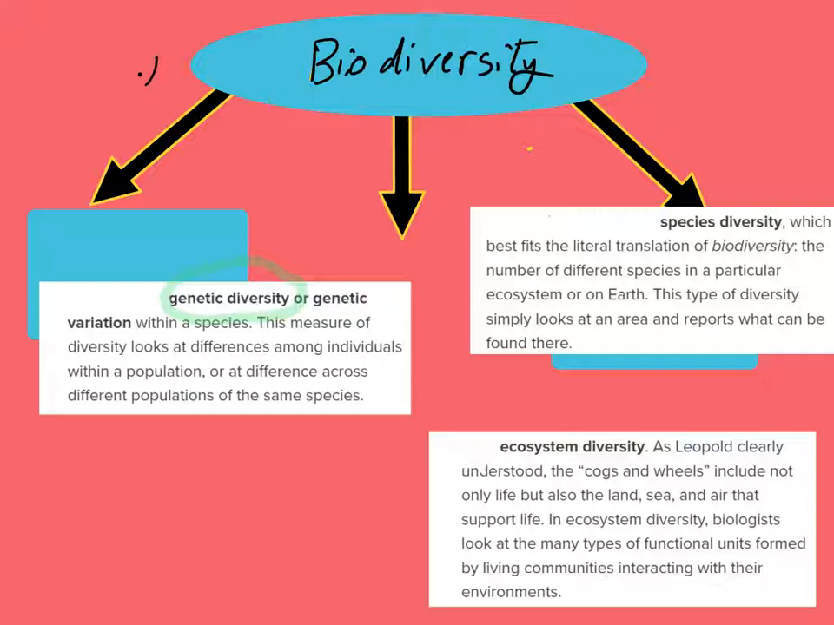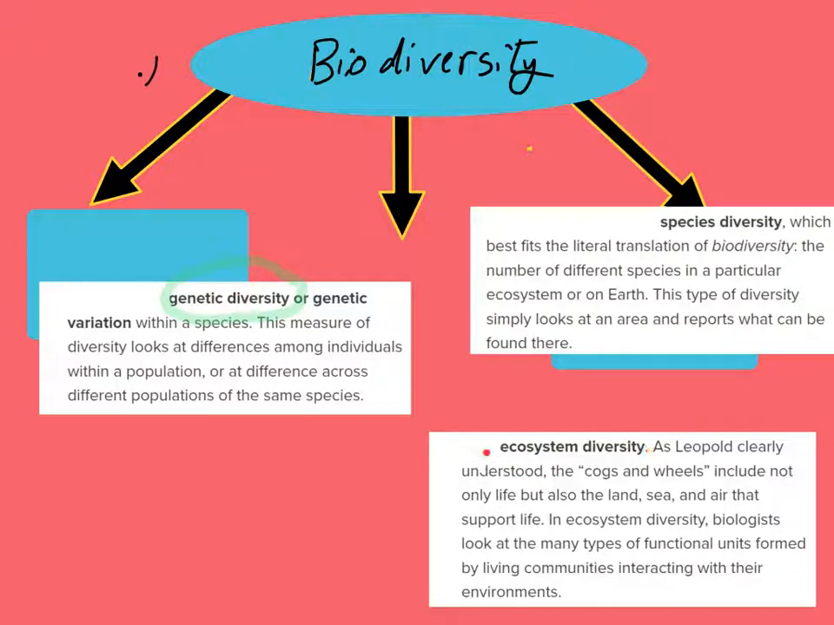It is the best-fitting literal translation of the term biodiversity: the number of different species in a particular ecosystem or on Earth. This type of diversity simply looks at an area and reports what can be found there. So, all kinds of species that can be found in a certain habitat.